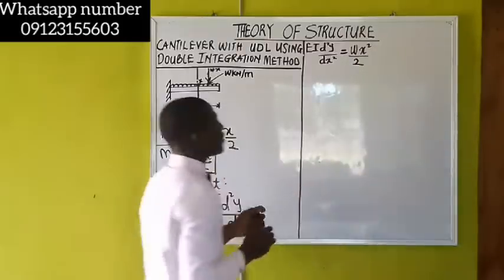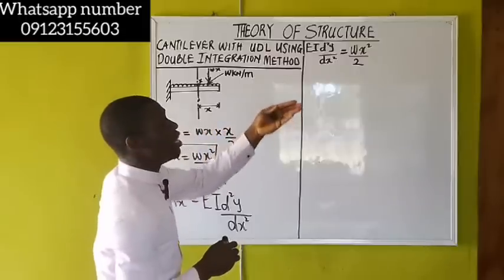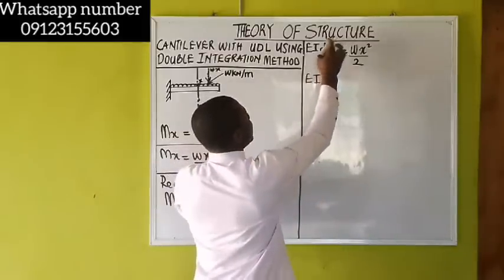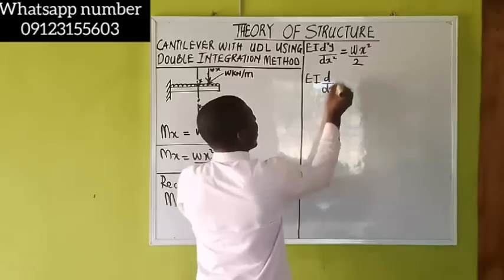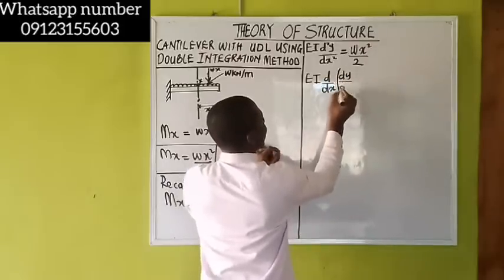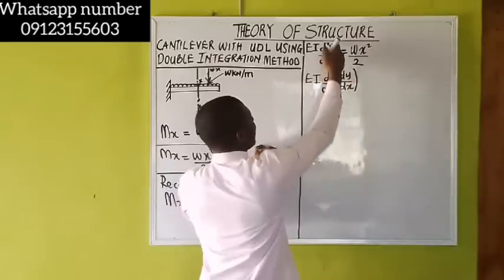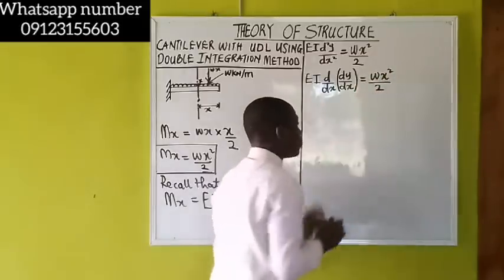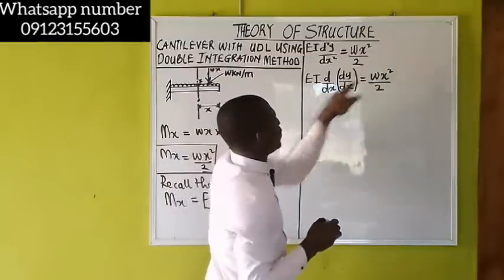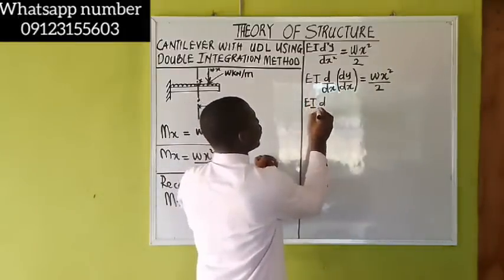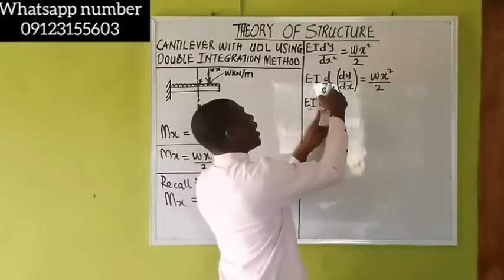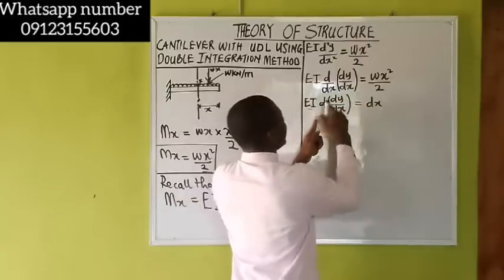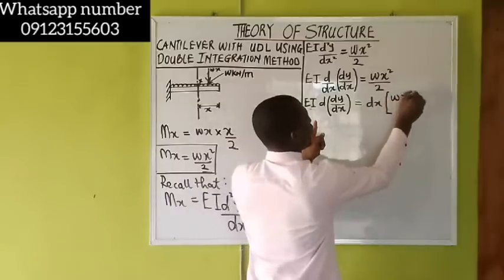over 2. At this point, my first task is to bring out d and the x. That becomes EI, bring out d and the x from this. I'll be left with dy over dx. If I multiply the d and dy, I'll have this. It's equal to wx squared over 2. At this point, take the dx to multiply all this into dy over dx, is equal to dx into wx squared over 2.